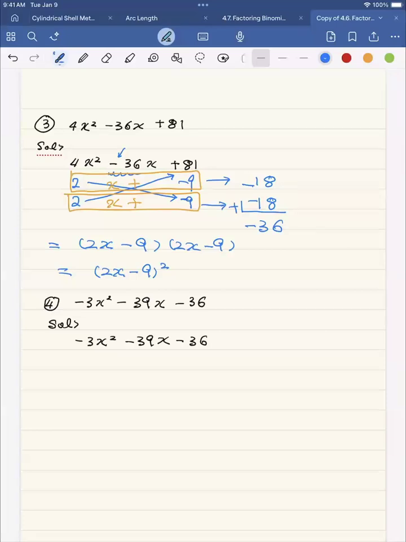The next problem is negative 3x squared minus 39x minus 36.